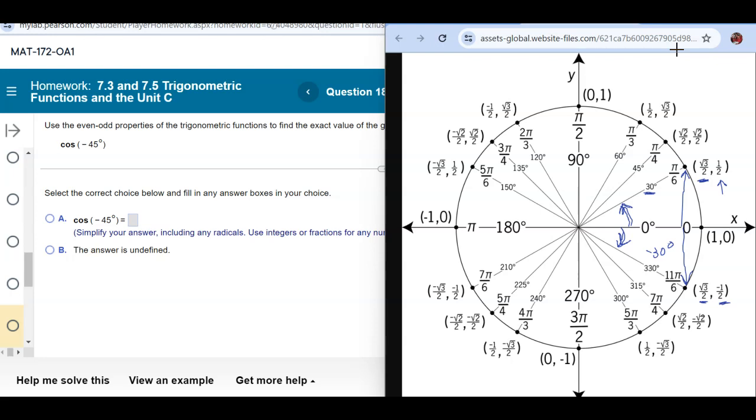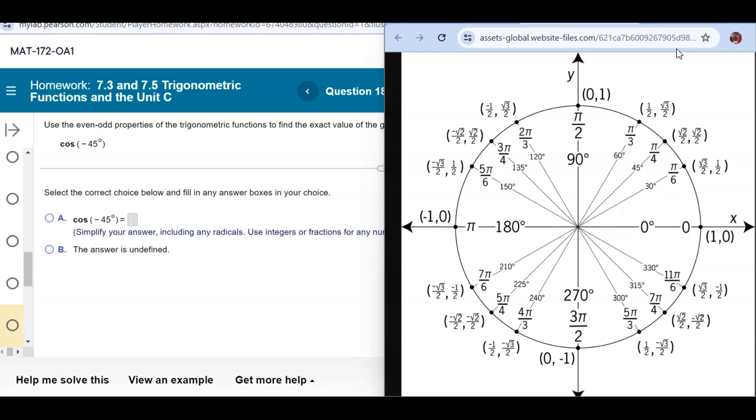So the input being negated causes the output to be negated. That's an odd function. The input being negated causing the output to not change at all, that's an even function. And so cosine is even, but sine is odd. And that's what we're getting at here.